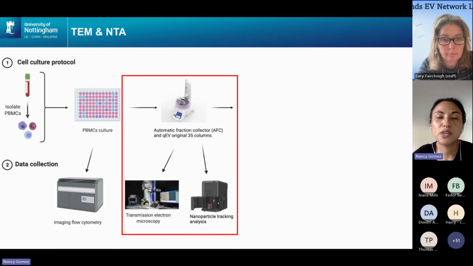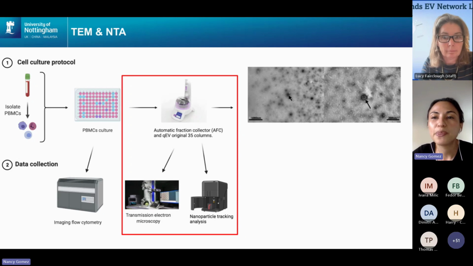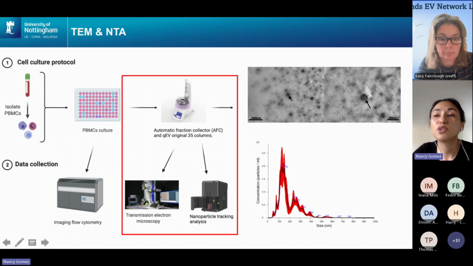When looking at our EVs to confirm their structure and morphology, we isolated our EVs after culture by size exclusion chromatography. We used the original 35 columns, which allows us to obtain EVs below 350 nanometers. We first observed by transmission electron microscopy, and here we can see typical cup-shaped morphology consistent with the morphology of EVs. We also did nanoparticle tracking analysis, where we confirmed that most of our EVs were under 200 nanometers, with the mode being 128 nanometers.